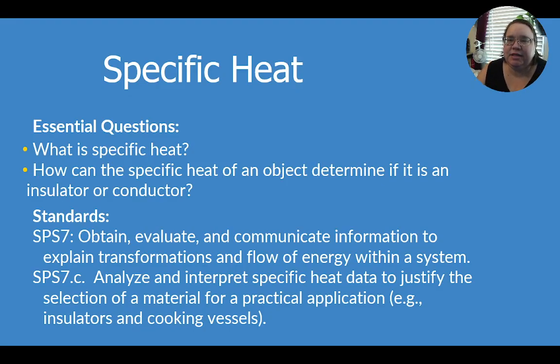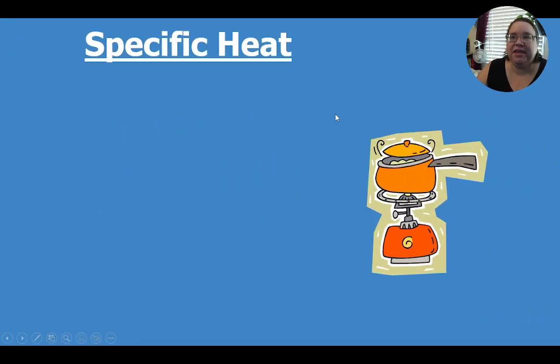Today's lesson, we are looking at specific heat. So we're still playing with Standard 7, but now we're transitioning to Standard 7C, where we are going to be analyzing and interpreting specific heat data for substances to determine if they are insulators or conductors, to determine how much energy is released or absorbed, or even identify a substance's specific heat. So we're continuing our lesson on energy for Unit 2, starting with what's specific heat.